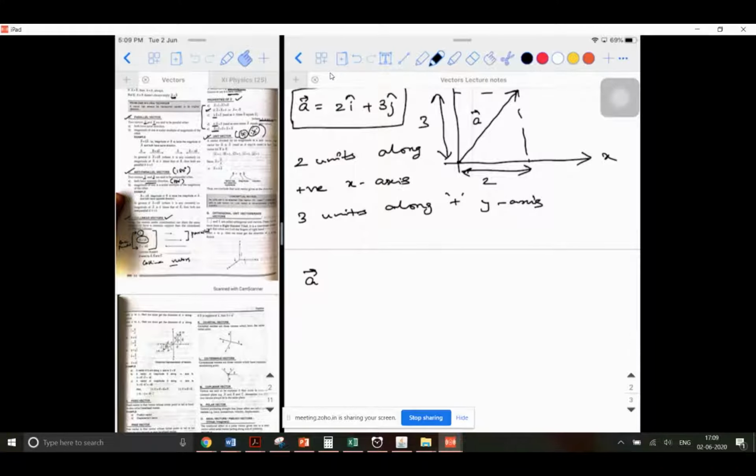In a similar way, I'm not going to draw a diagram. If I give a vector equal to 3i cap minus 4j cap, what can you infer from this information? What do you understand from this? 4 units along negative y-axis.